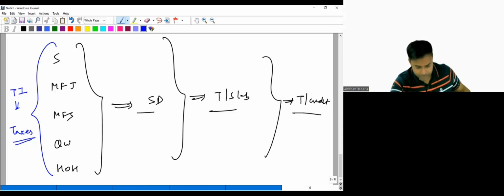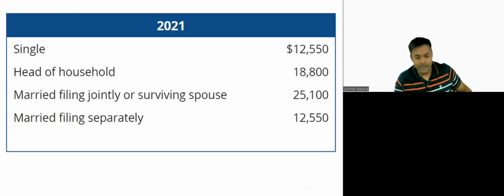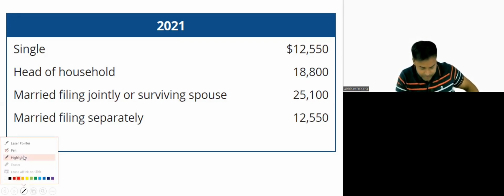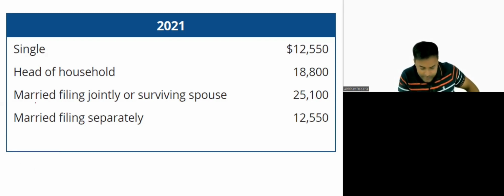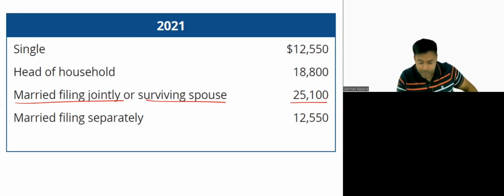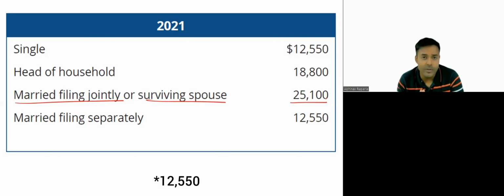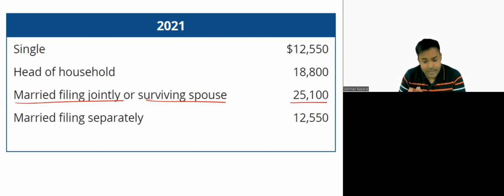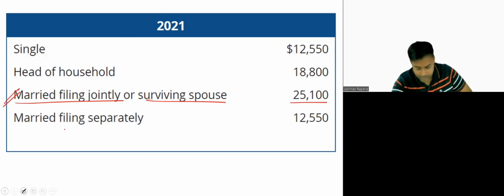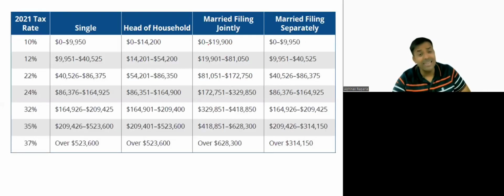Let me show you a screen so that you can understand the differences. For example, this is the standard deduction for 2021. Single is 12,550, head of household is 18,800, and married filing jointly and surviving spouse have the same, which is 25,100. Married filing separately is going to be 25,550. You can see that the most advantageous filing status is married filing jointly and the surviving spouse.